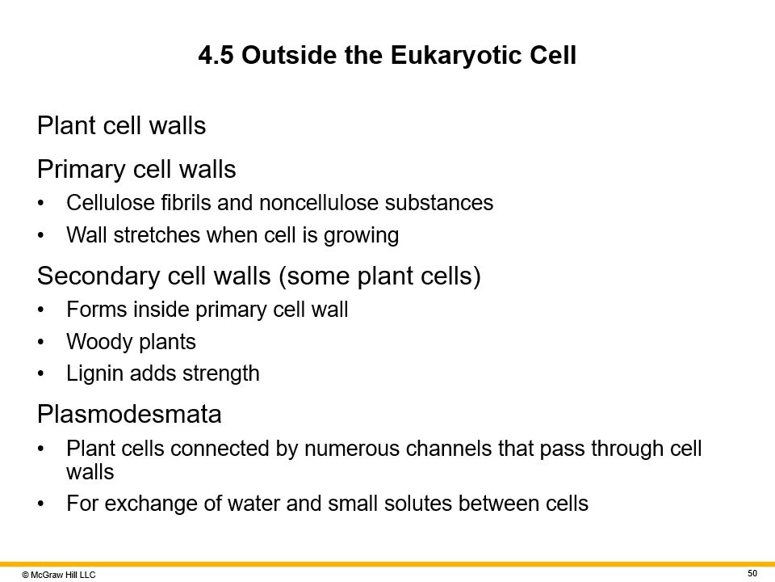The plasmodesmata is a cell junction, and it's a channel that connects two plant cells to each other so that they can exchange water and small solutes.